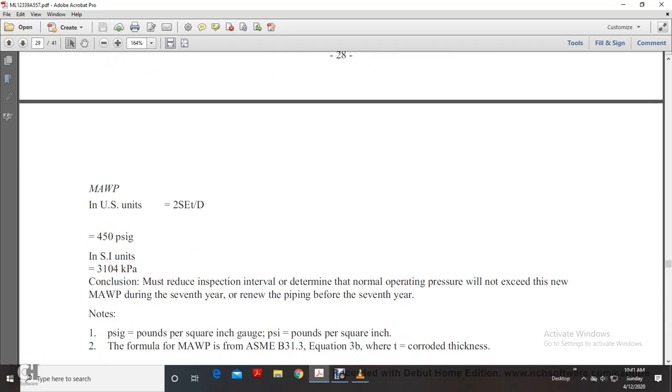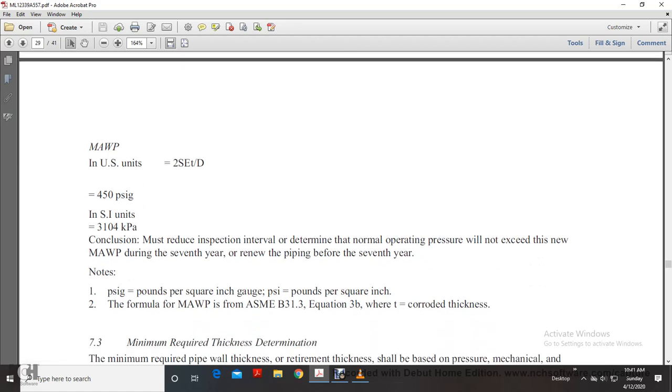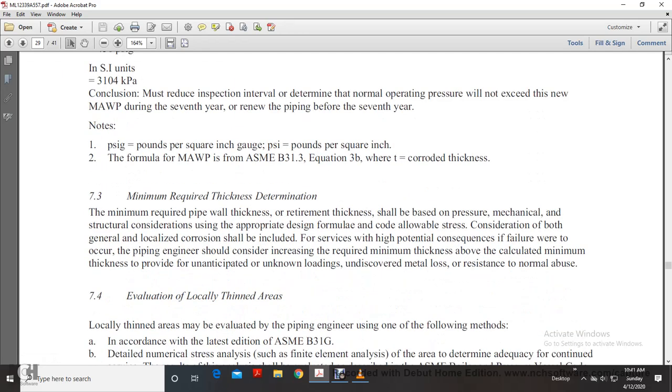Conclusion: we must reduce the inspection interval, or determine that the normal operating pressure will not exceed the new maximum working pressure during the 7th year, or renew the piping before the 7th year. PSI gauge means pounds per square inch gauge. Formula for maximum pressure: ASME B31.3 equation 3b, where t is the corroded thickness.